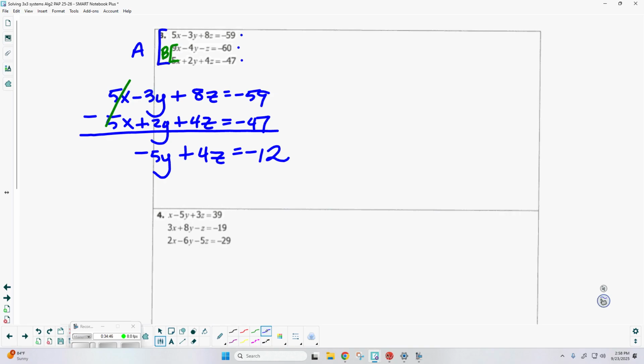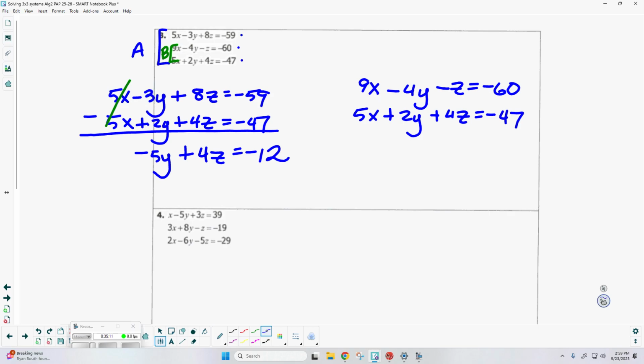Now we're going to take the second and third. So I've got 9x minus 4y minus z is equal to a negative 60. And we've got 5x plus 2y plus 4z is equal to a negative 47. If we want to eliminate the same variable, we've got a 9 and a 5. How am I doing this? Multiply the top by 5, multiply the bottom by 9. Sounds like a plan.